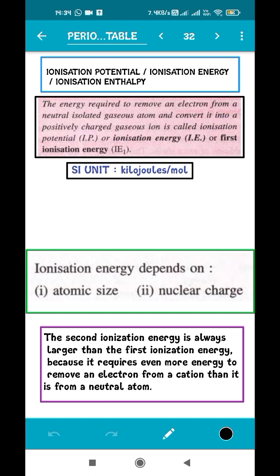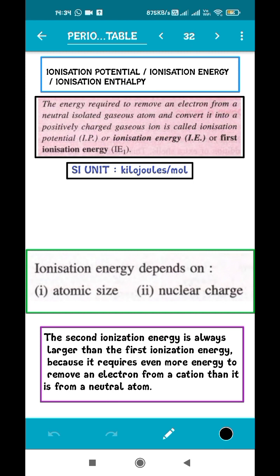As the name suggests, it is a type of energy. But what type of energy? It is the energy which is required to remove an electron from a neutral isolated gaseous atom and convert it into a positively charged gaseous ion, and this energy is known as ionization potential or ionization energy. So whenever an atom loses an electron, it becomes a positively charged ion or a cation. The energy required to remove that electron from the atom is known as ionization energy.